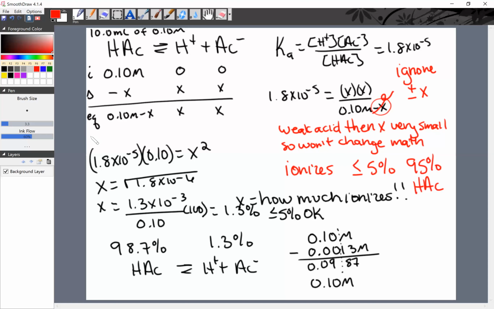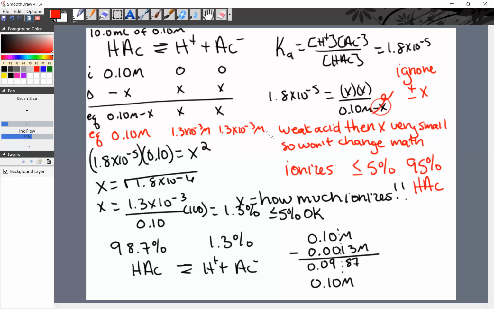So I can now say my equilibrium values are, guess what? Pretty much still 0.1 molar over there. And 1.3 times 10 to the minus third molar. Don't forget your unit. And 1.3 times 10 to the minus third molar there.